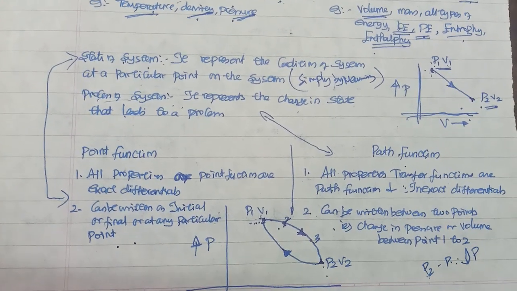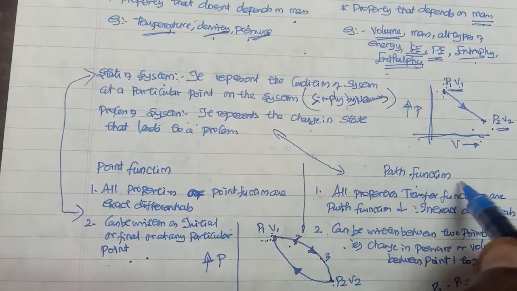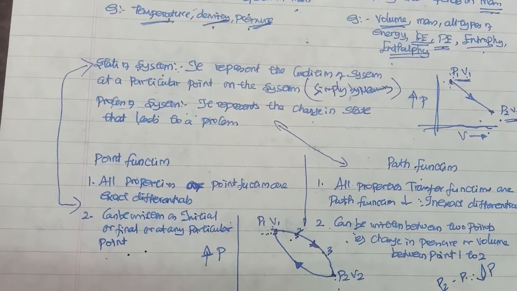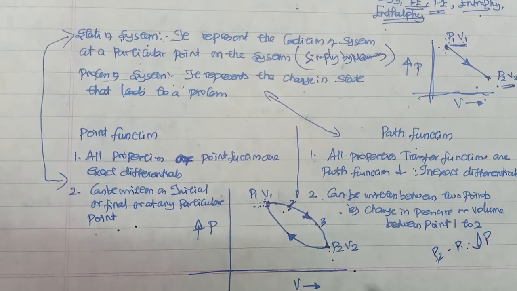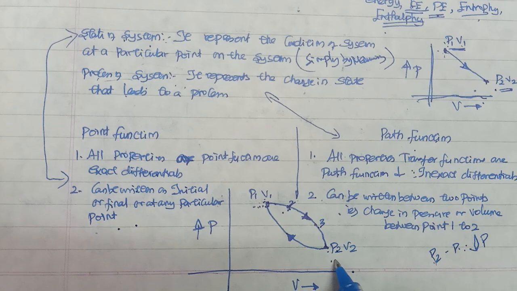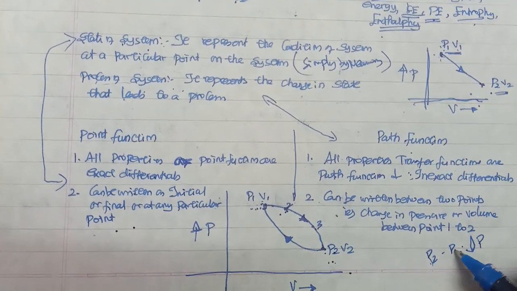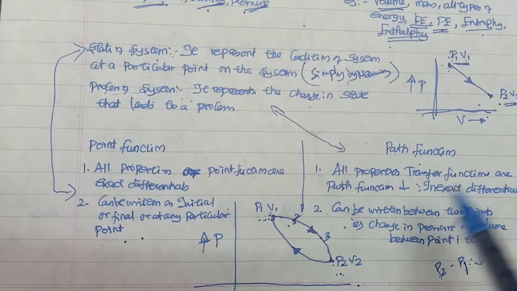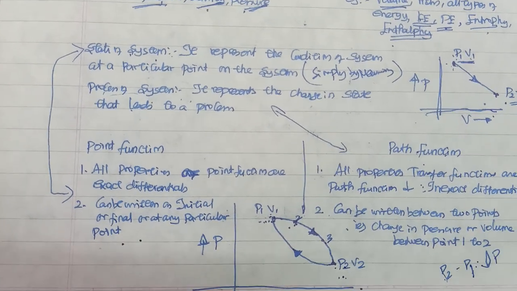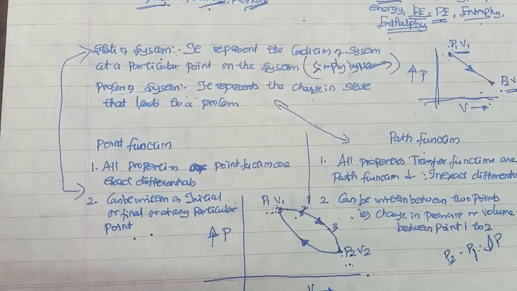Suppose you want to know a path function for a particular process, then you have to calculate what is the pressure difference between the second point and the first point. This is nothing but P2 minus P1. You have to make some calculation to find this path function, whereas for a point function, it will come directly.